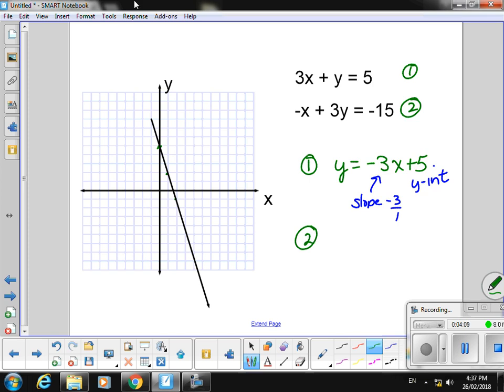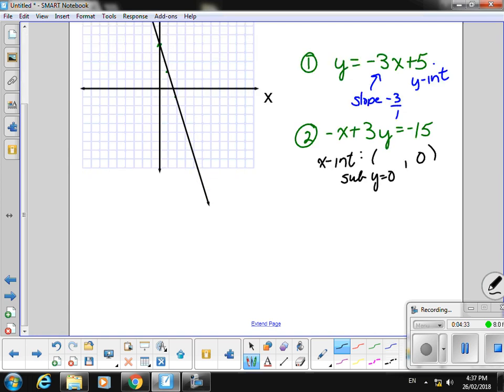Okay. For my second line, I'm not so sure I want to rearrange that to slope y-intercept form. Yesterday I learned about x and y intercepts. So for that second line, I'm going to find my two intercepts, I think, maybe a little bit more quickly. So I am going to first of all find the x-intercept, and that is where my y value is 0. If I substitute y equals 0, I am left with -x equals -15, or x is 15.